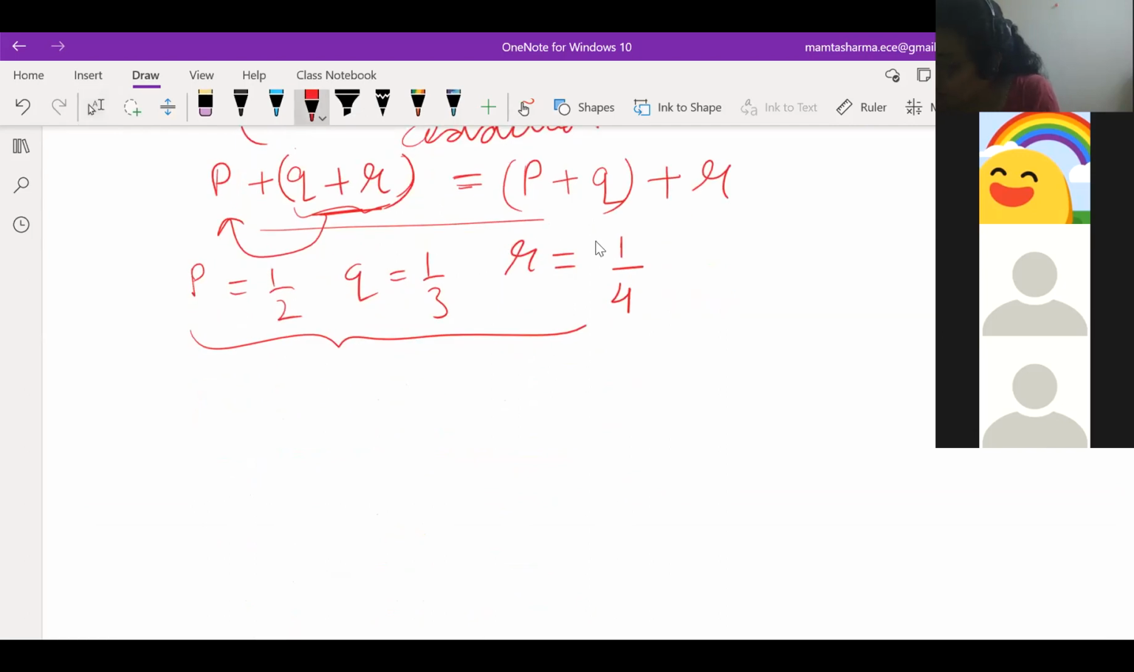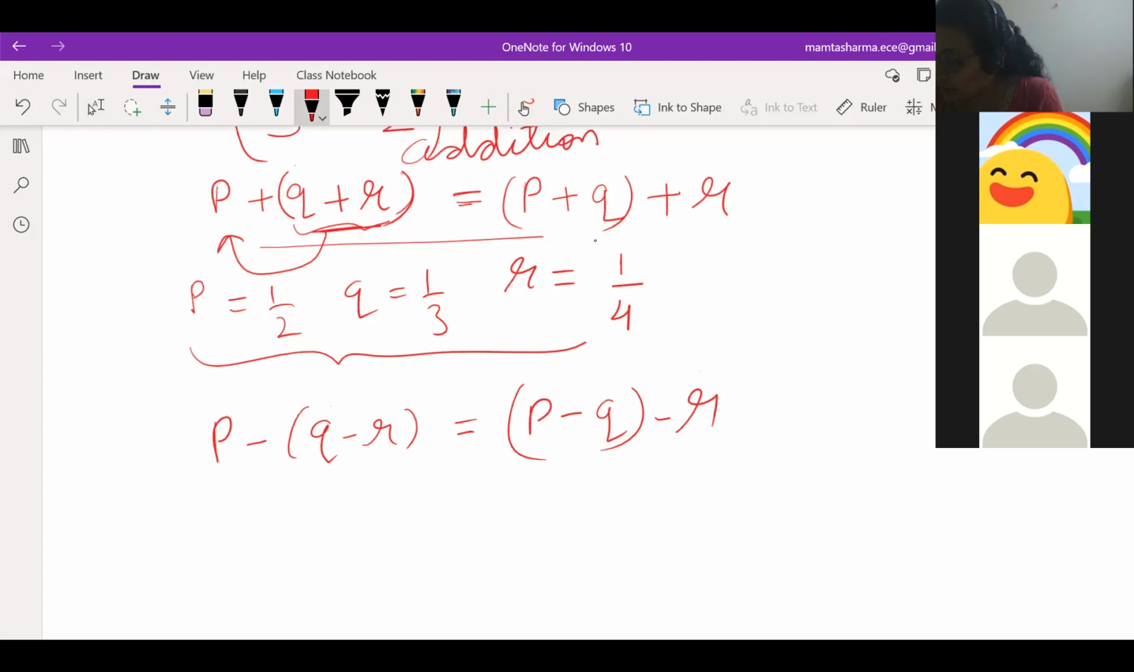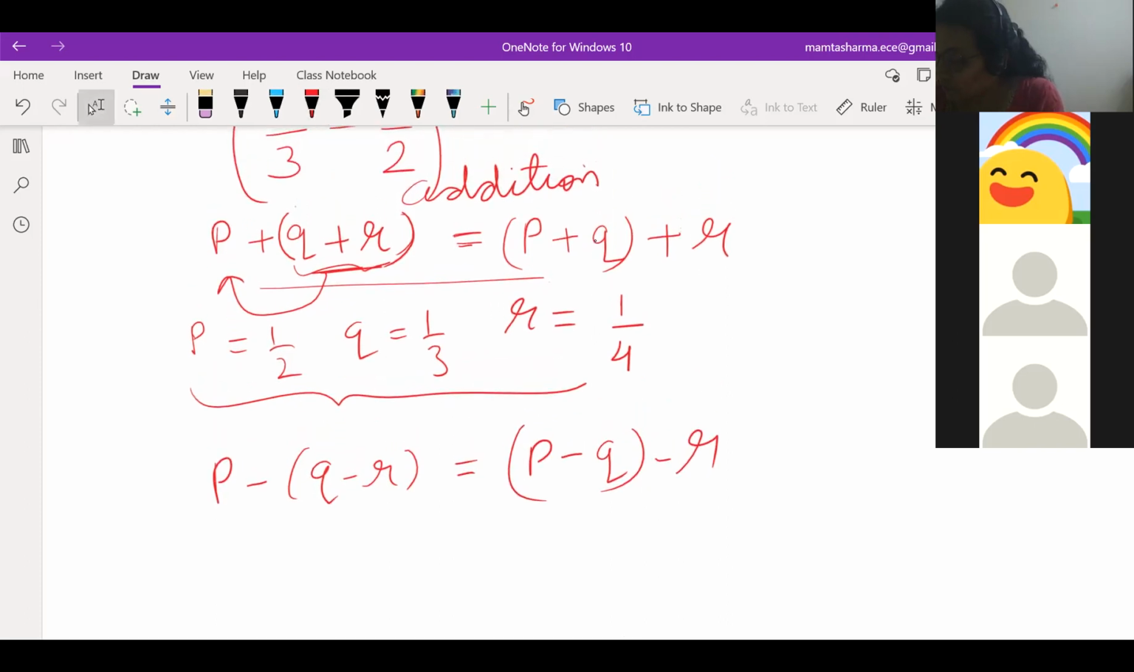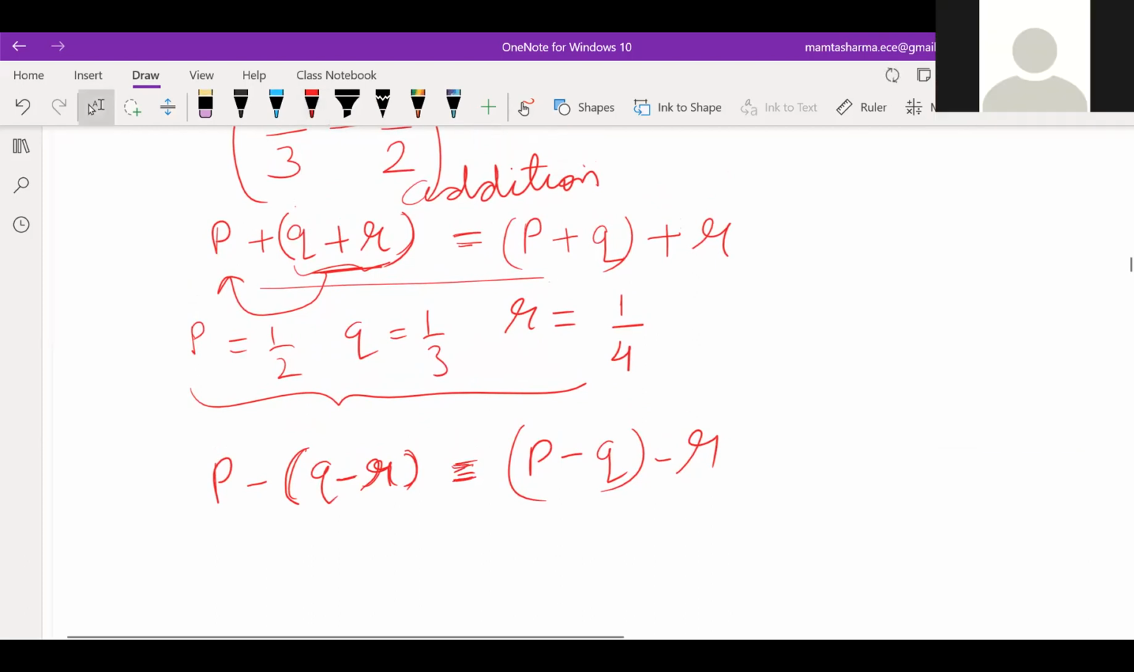Okay. Now find it for the subtraction. P minus Q minus R, whether they are equal or not. Take the same values of P, Q, R. Do it fast. Are you getting both sides equal? Are both sides equal or not? No, ma'am, it's not equal.